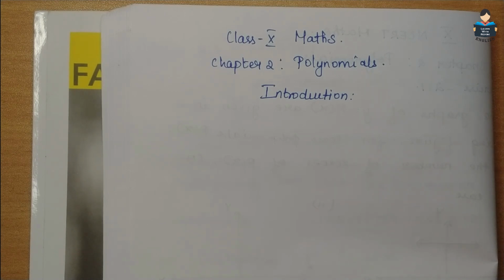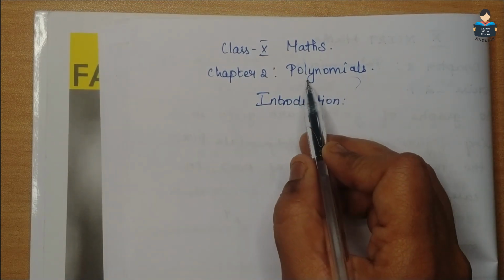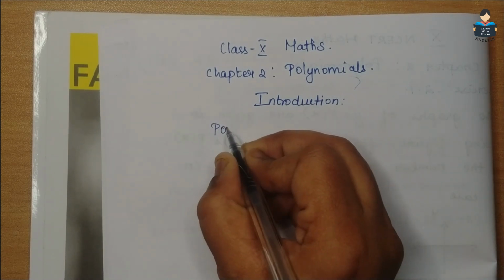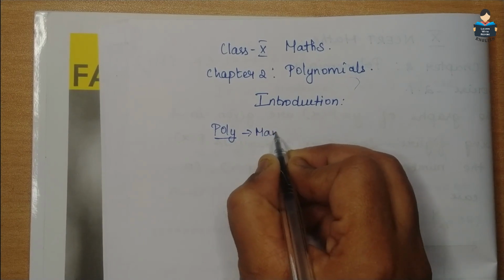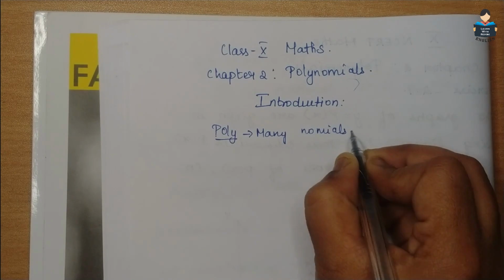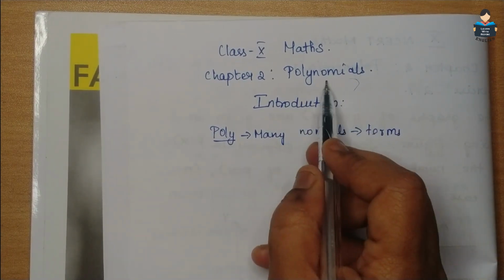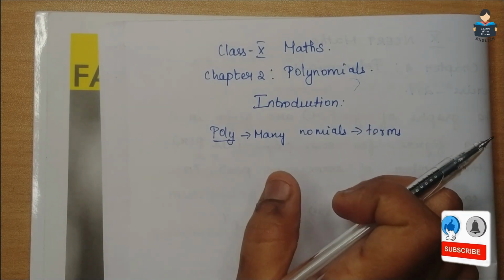In this video, we are going to see chapter 2 Polynomials Introduction. So, first we need to know what is a polynomial. Poly means many and nomials means terms. So, polynomial means it is an equation having many terms.